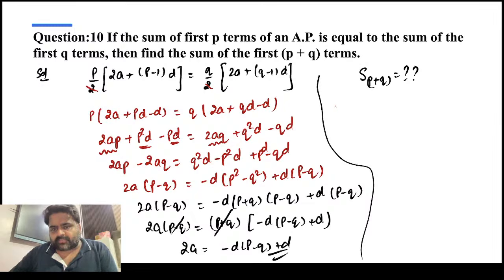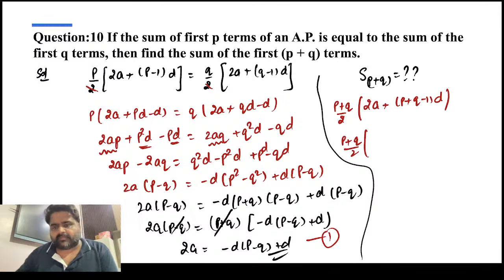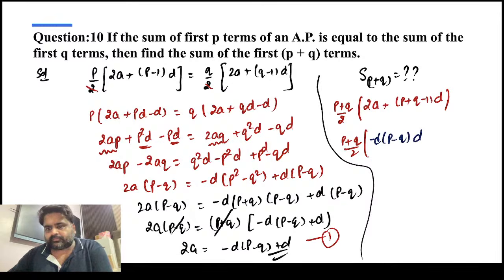So the sum of p plus q terms is (p plus q)/2 times [2a plus (p plus q minus 1) into d]. Right? Now in the last step, put the value of 2a from equation number 1, that is minus d(p minus q) into d plus (p plus q minus 1) into d.